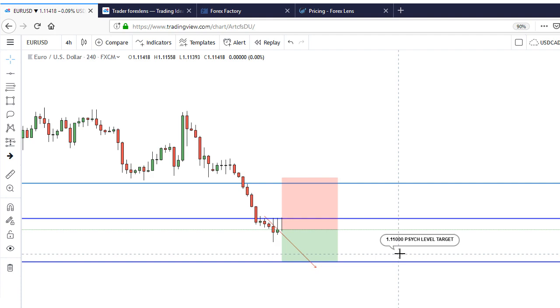Overall, if you're already short, then your next take profit will be 1.11,000.